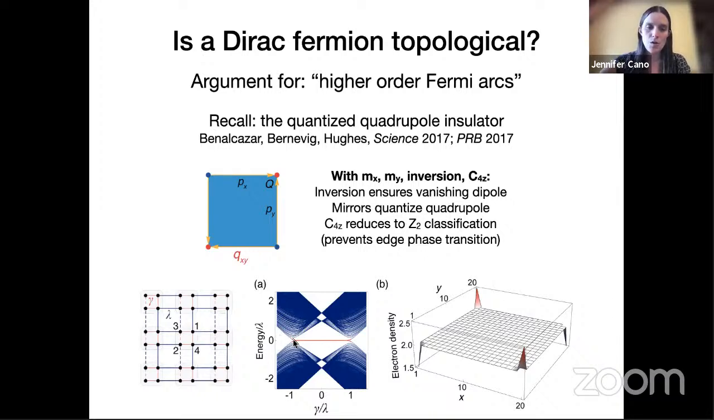But once we cross some critical point, then we start seeing these mid-gap states. And if you look at the spatial localization of these states, you see that they're localized at the corners. And so that's what the higher order TI or quantized quadrupole insulator phase is. It's an insulator and it has mid-gap states, which are localized at the corners of the system where two surfaces meet. And this invariant is protected by these symmetries that I listed here. There are different combinations of symmetries that you can consider. But in this case, they're considering mirror symmetries, inversion symmetry, and a four-fold rotation symmetry.